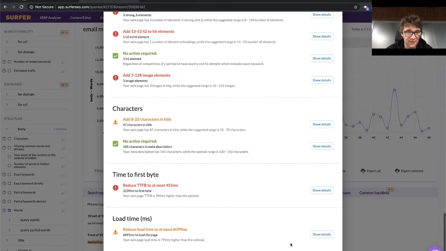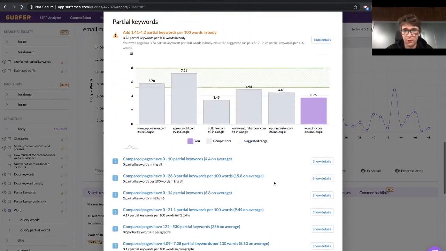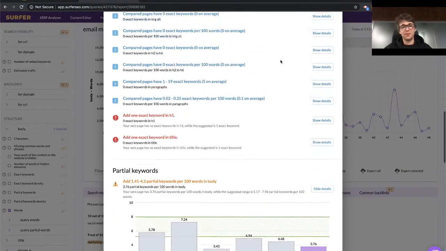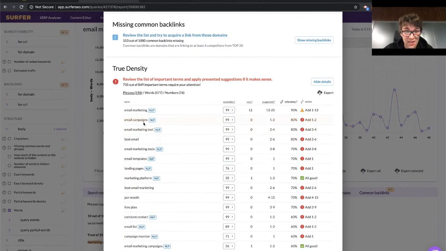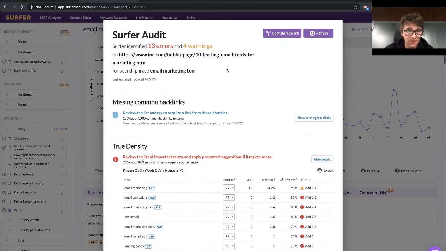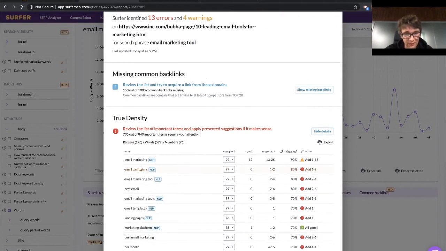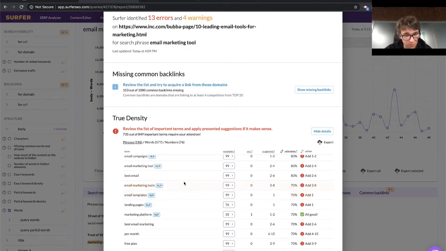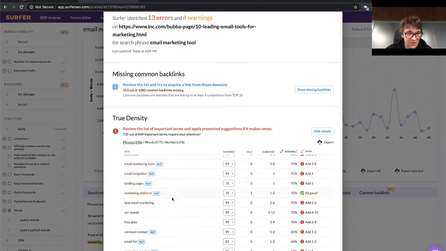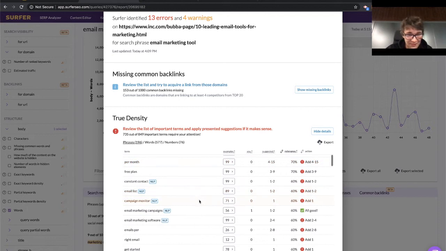So, well, page speed doesn't matter when we have one of the strongest domains in the stack, right? So let's take a closer look at the missing phrases, because you will be amazed at what this article is missing. Can you imagine that the article ranking 16 for email marketing tool is missing the term email marketing campaigns, is missing email marketing tool, is missing email marketing tools in plural, templates, landing pages, and best email marketing tool probably stands next to it. Well, email lists are missing, campaign monitors missing, email marketing software also missing. So this content is really shallow.